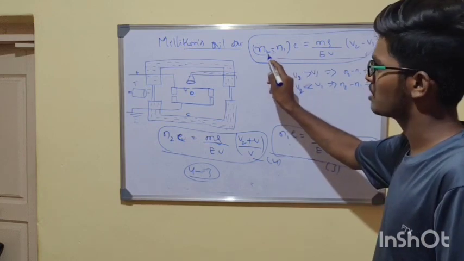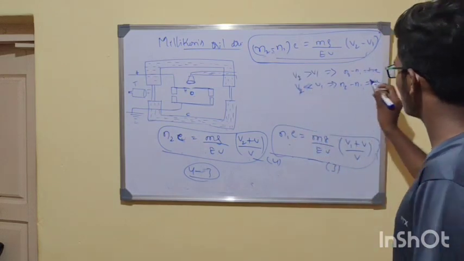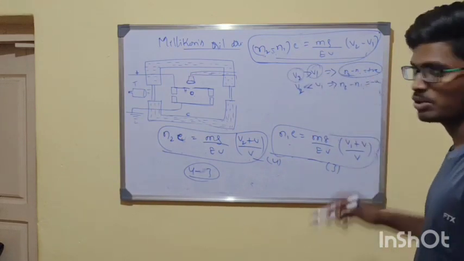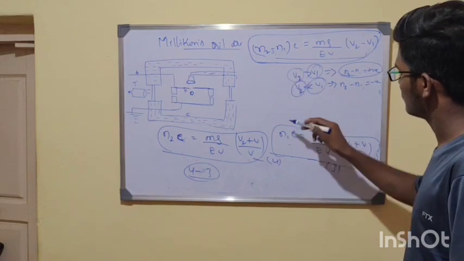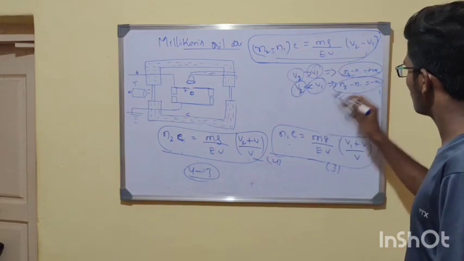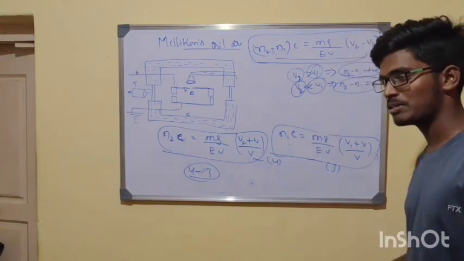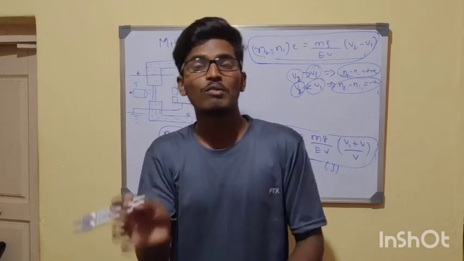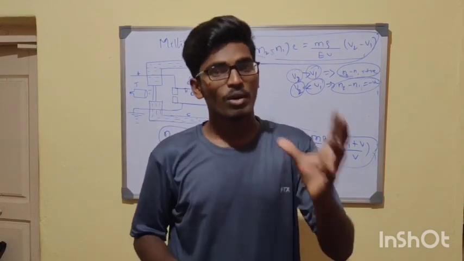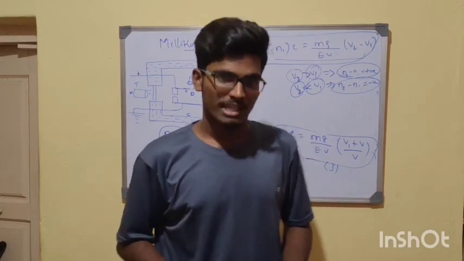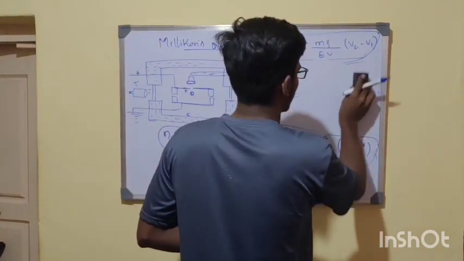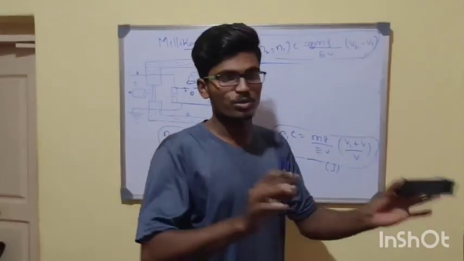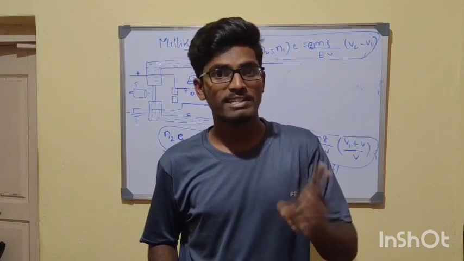This n2 minus n1 represents the charge. When this velocity is greater than the other velocity, the charge becomes positive. When it is less, the charge becomes negative. That means we have both positive and negative charges after ionization. That's why I am going to make this equation plus or minus. Both positive and negative charge have the same magnitude, but the sign is different.